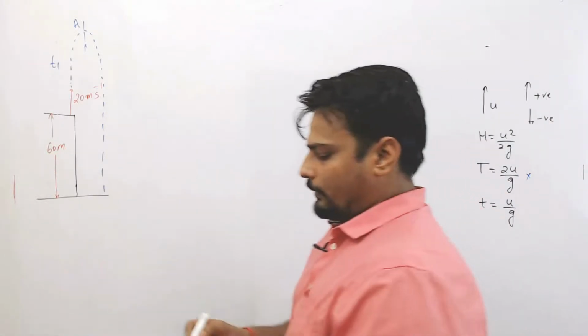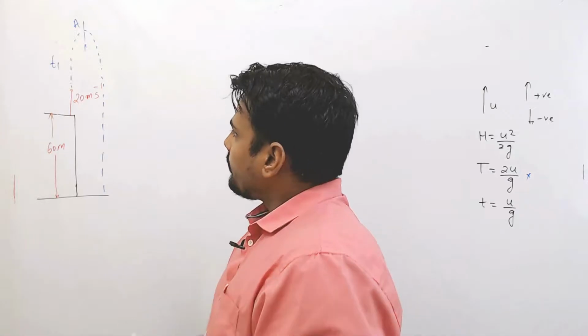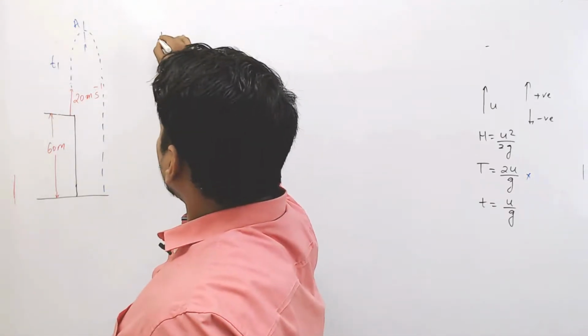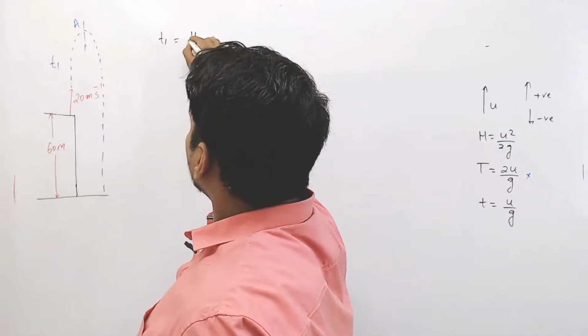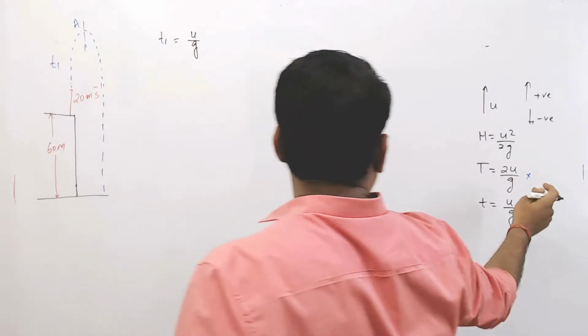So first of all, let's understand the time it will take to reach the top. The time, let's suppose t1, would be u upon g, right away from the formula you can see.